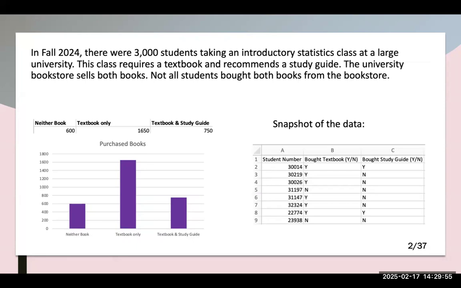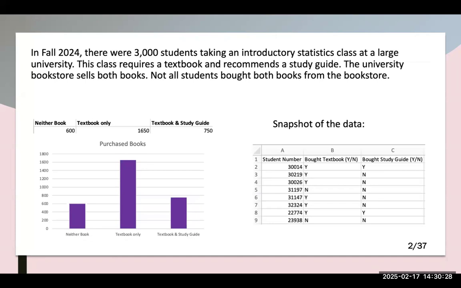So on the left, I have a little table that says how many students bought neither book: 600 of the 3,000 bought neither book, 1,650 bought just the textbook, and 750 students bought both the textbook and the study guide from the bookstore. And then I have a little bar chart here that tells us visually how many students bought each option: neither book, just the textbook, and the textbook and the study guide.